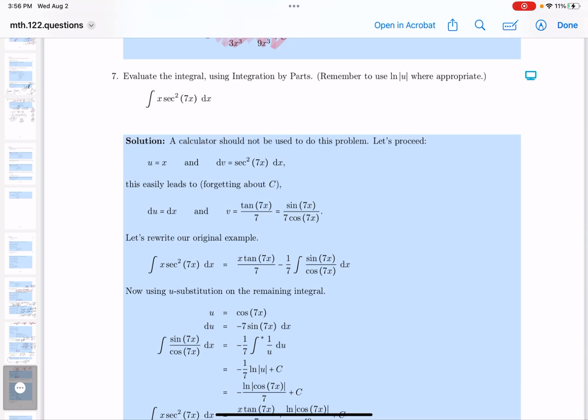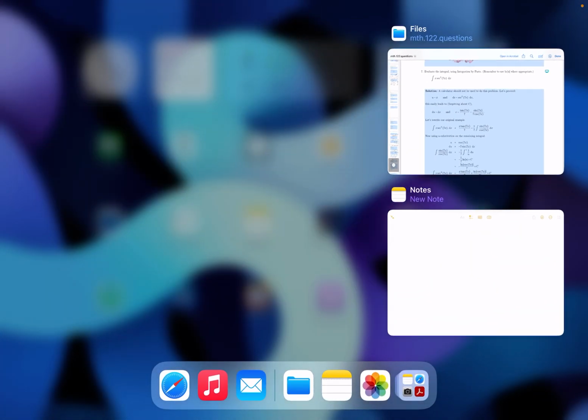Okay, for problem number 7, I'm going to be using integration by parts as indicated. They also go on to say to use the natural log of the absolute value of u where appropriate. And so let's take a look. I'm going to the whiteboard. It's a little bit longer than I could fit over here. I'm going to rewrite the integral and talk about doing integration by parts.